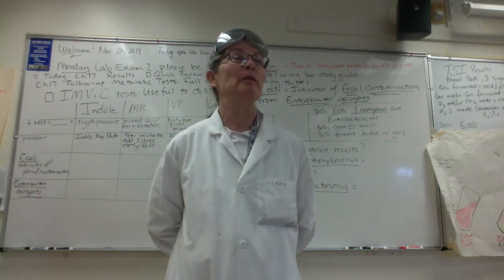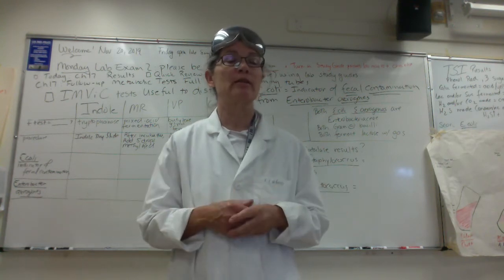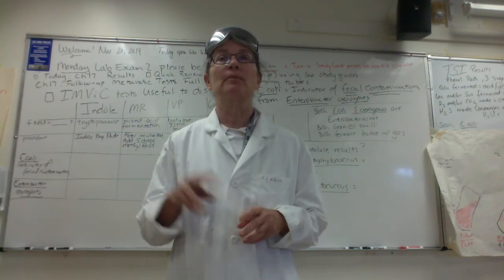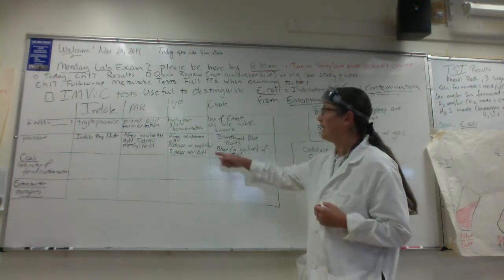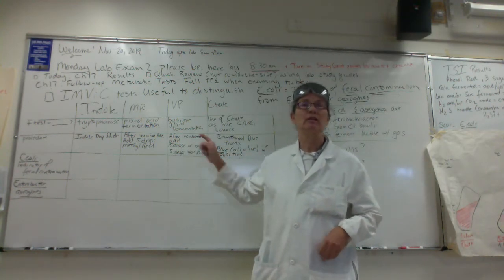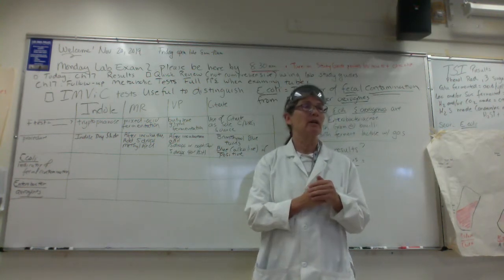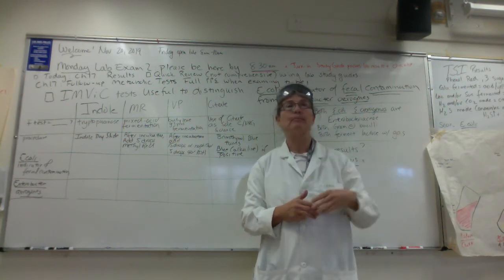We inoculate VP broth, and again, it's just high glucose broth. And then after incubation, I'm going to add two toxic reagents, and that's why we're doing it as a demo. I'm going to add alpha naphthol and 40% potassium hydroxide, and we do this in the safety hood.